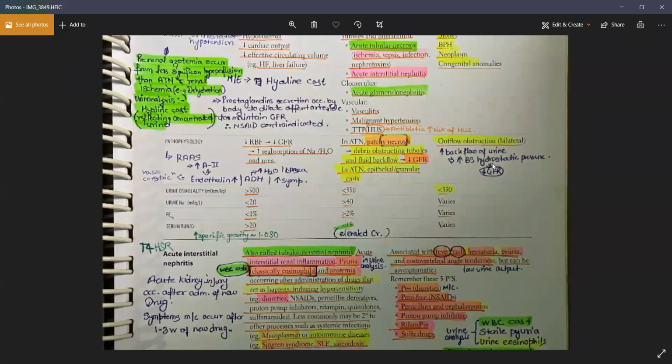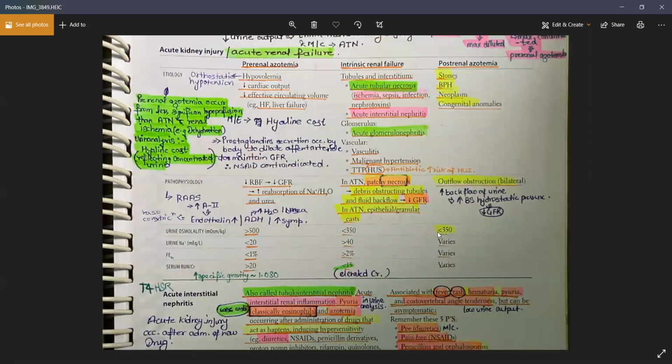And again, your kidneys are now not functioning properly, so you will have an osmolality of less than 350, and the rest of the findings are very much variable. They could be high, they could be low, they could be anything. So just look for the osmolality less than 350. Look for the history of the patient. He must be having a recurrent pain radiating to the groin.